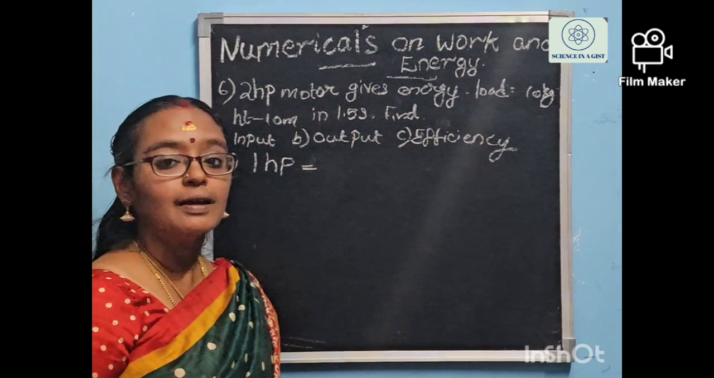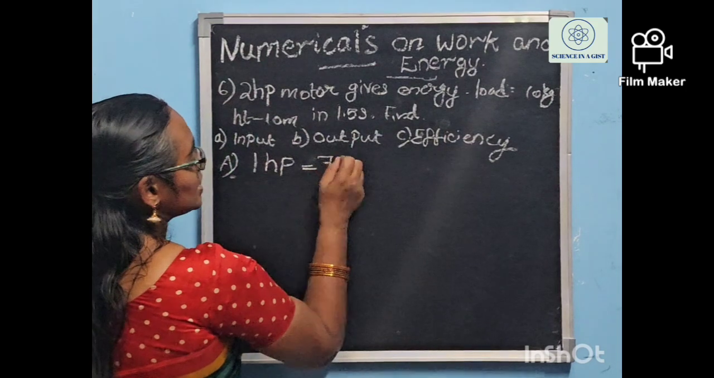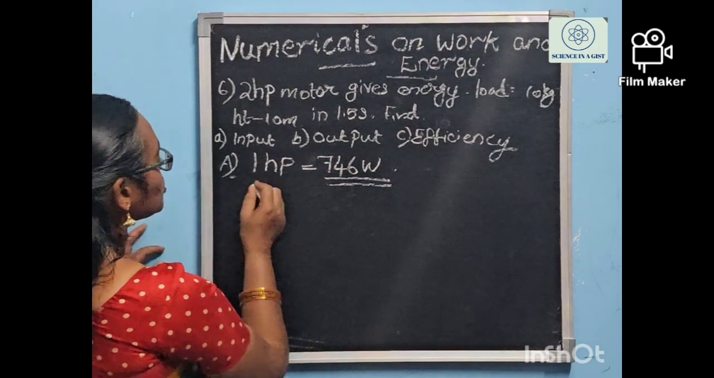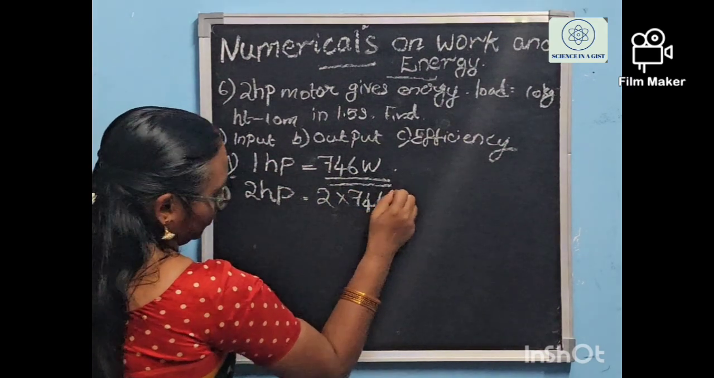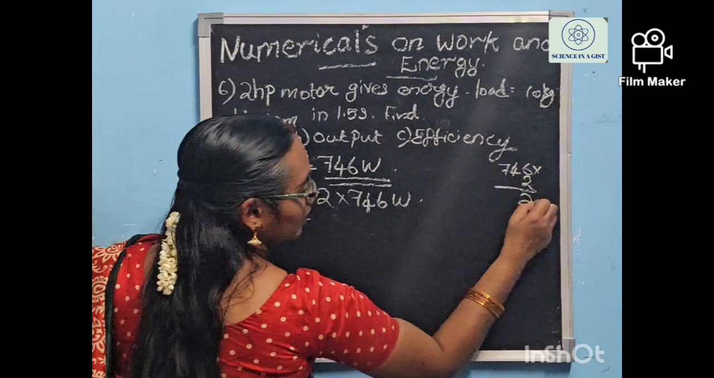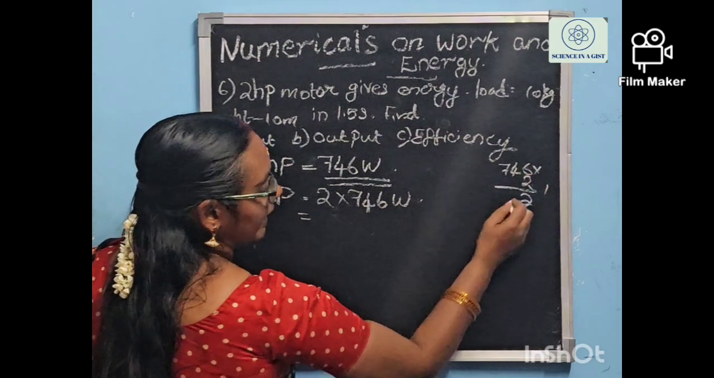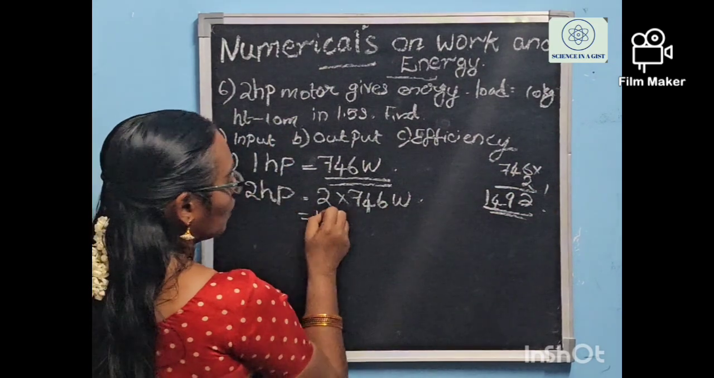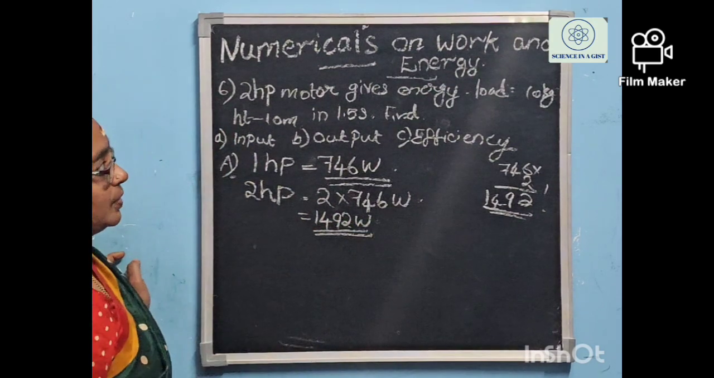What is the connection between the horsepower and the power? That is 1 horsepower is equal to 746 watt, isn't it? This is the connection. So what is 2 horsepower? 2 into 746 watt. 746 into 2. 6 2s are 12, 1 remaining. 4 2s are 8, 9. Then 14. That is 1492 watt. It is the power of the motor.